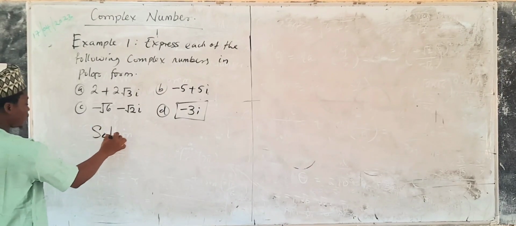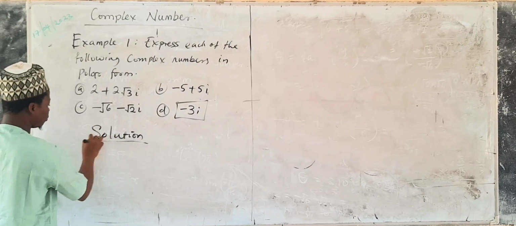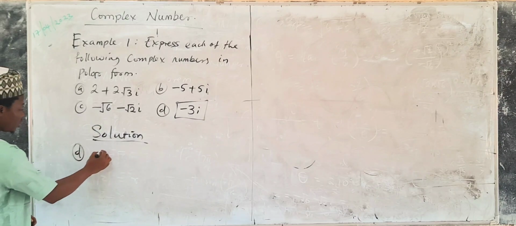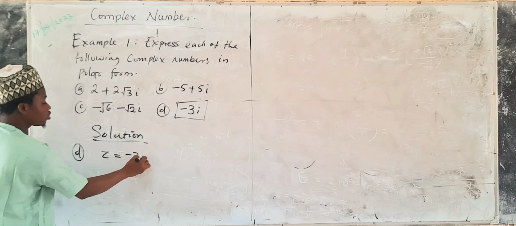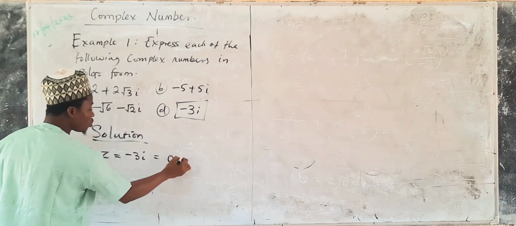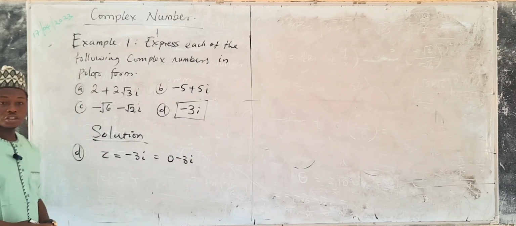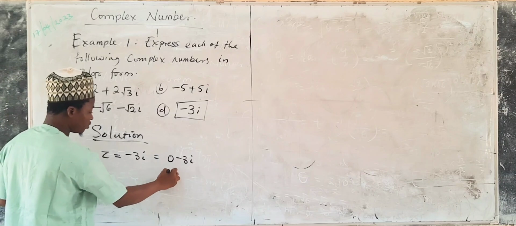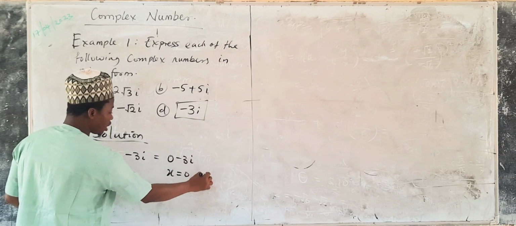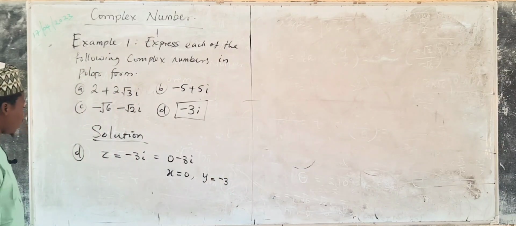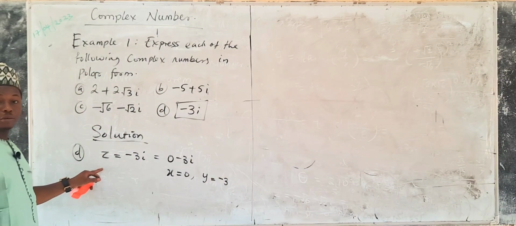Now, solution. D part, so we have our z to be what? Minus what? 3i, right? Which is the same thing as 0 minus 3i. So this is the Cartesian form. So what is the value of our x? 0. What is our y? Minus 3, right?